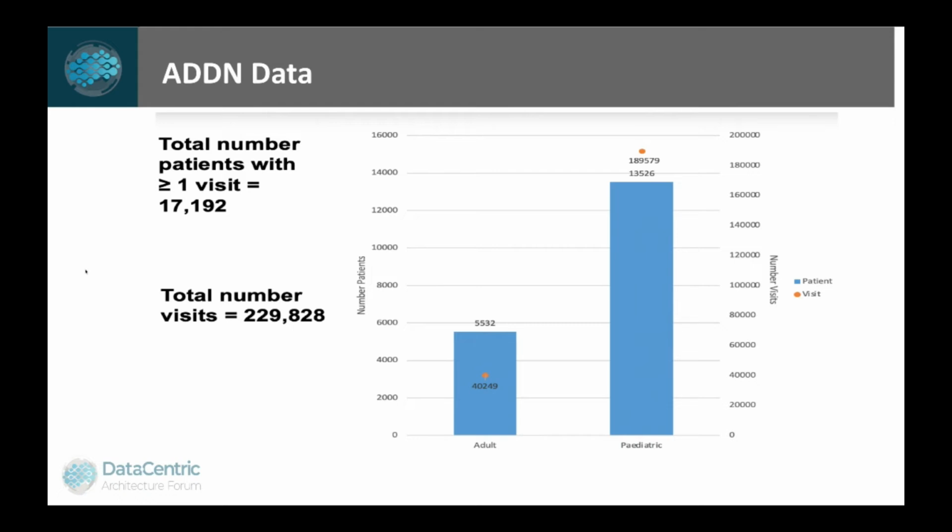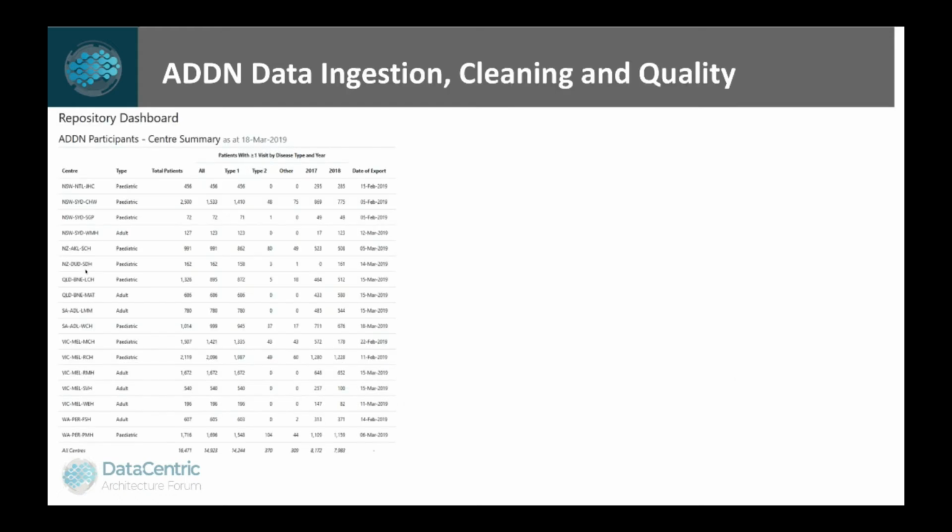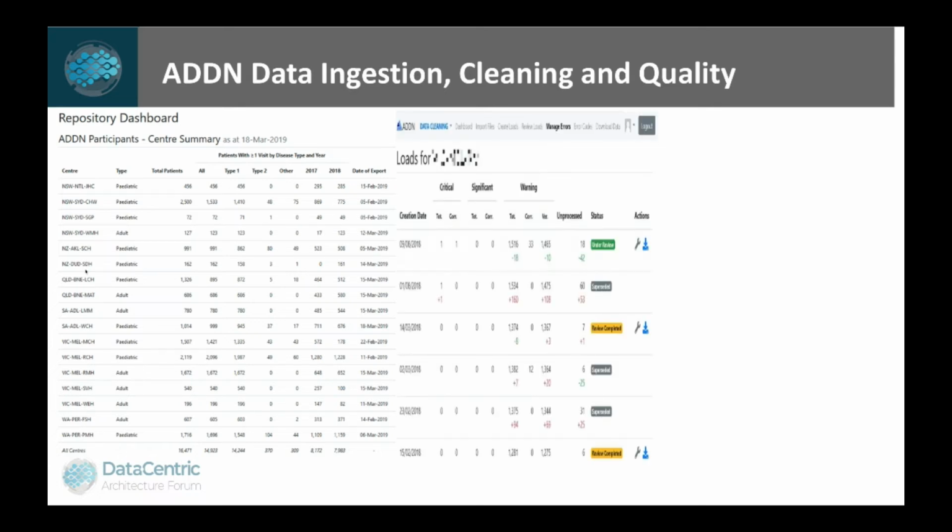On the next slide, you'll see what we can do with this. We can see which centers have the most patients. Each center will have pediatric patients, adult patients, and they might have patients with type 1 diabetes, with type 2 diabetes, etc. Based on that, we offer tools for them.